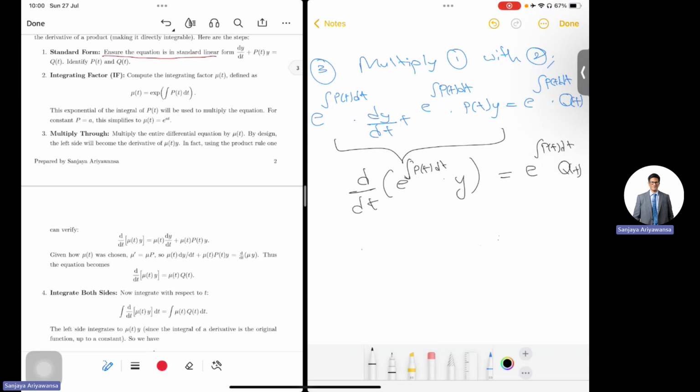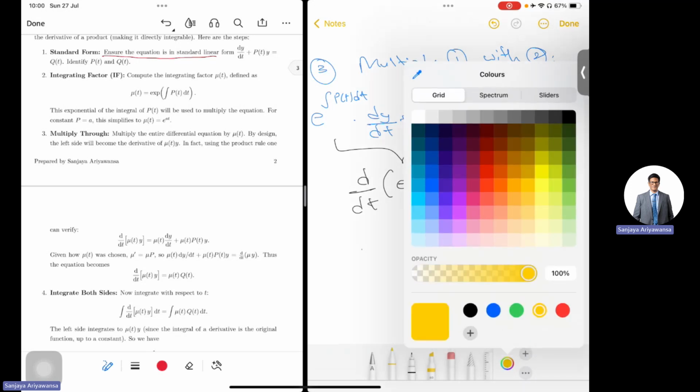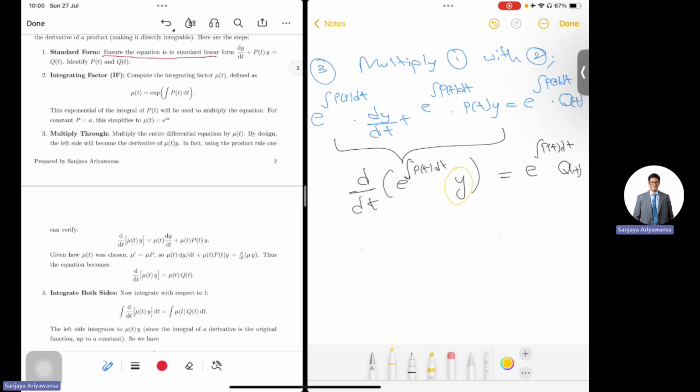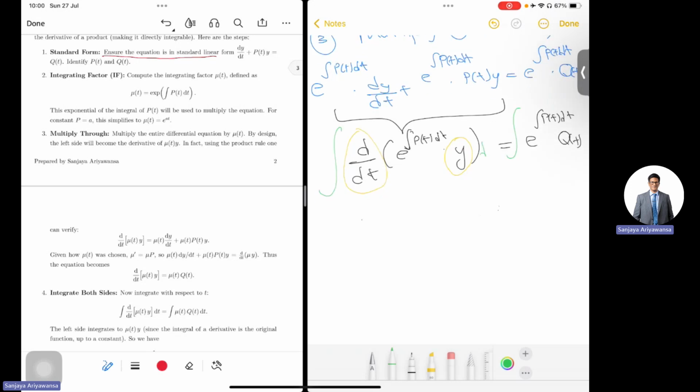So first things first, what is our objective? Our objective is to somehow make y the subject, right? So in order to make y the subject, how can we do that? Very simple. We have to get rid of this differential operator. How do we get rid of this differential operator? You take the integration on both sides with respect to dt.